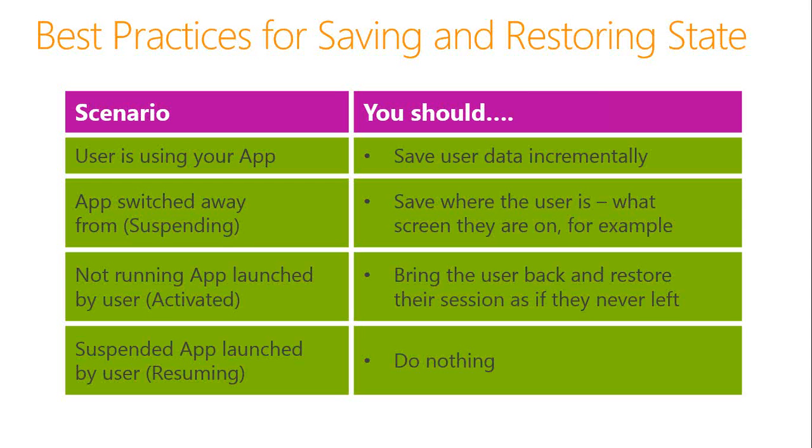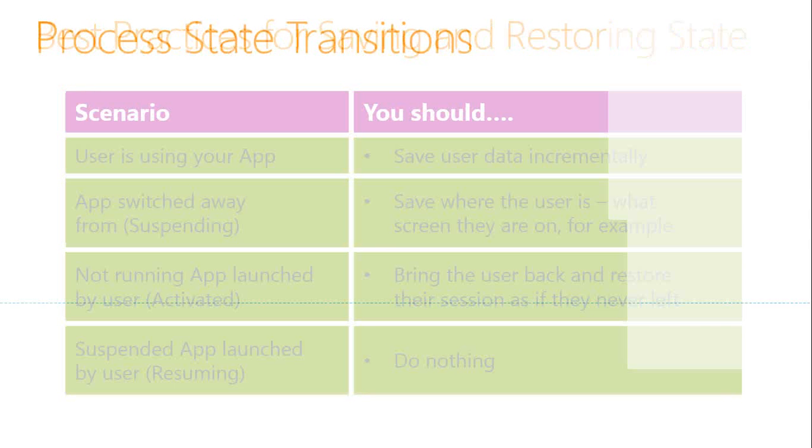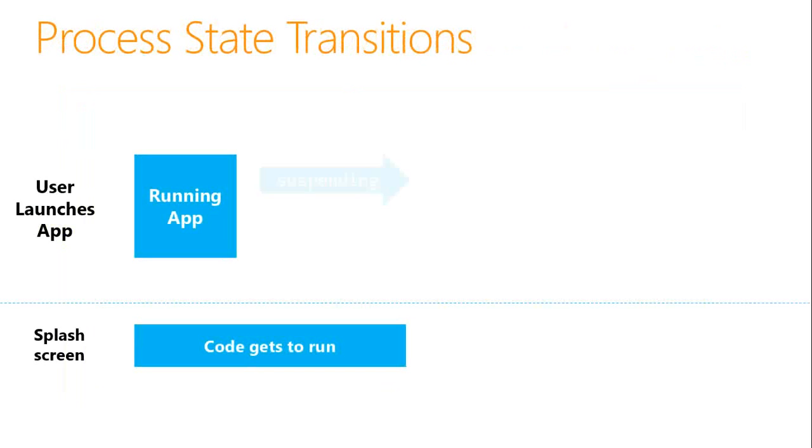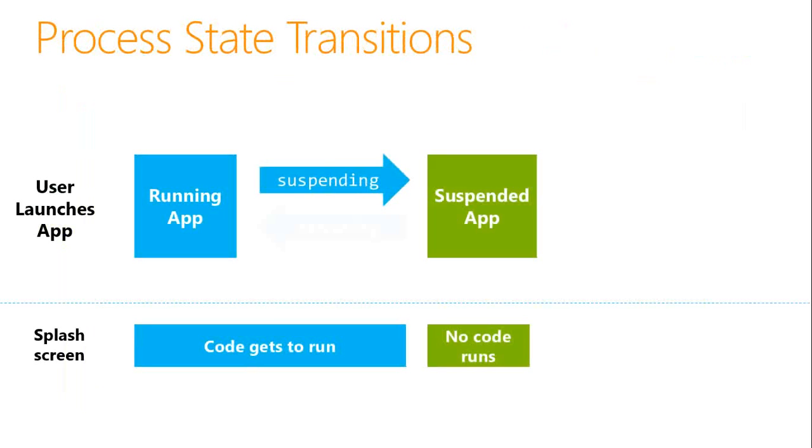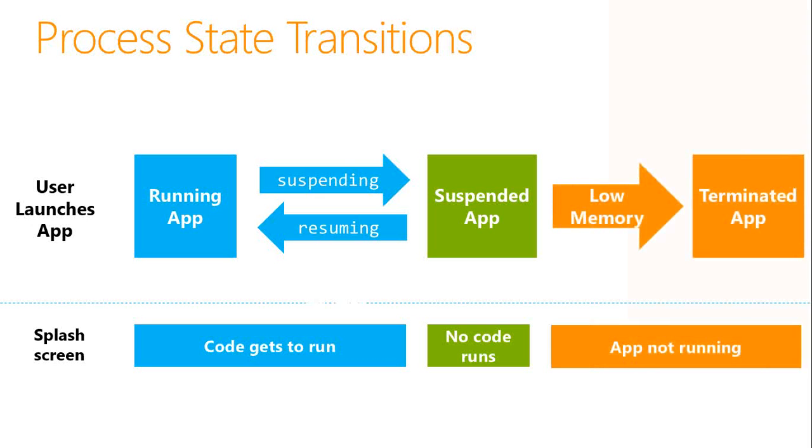Resume. But in that case, you don't have to do anything. So this is the process state transition of the running app. If the app is running and it gets to a suspended state, you can resume the app. And if, because so many apps are open, there's a memory crunch, the system will terminate the app.